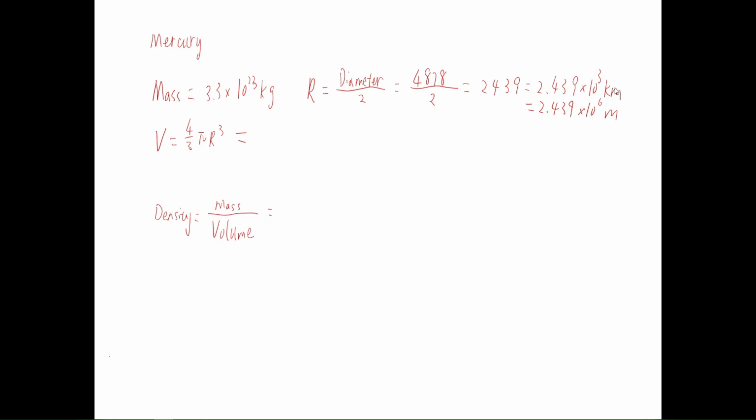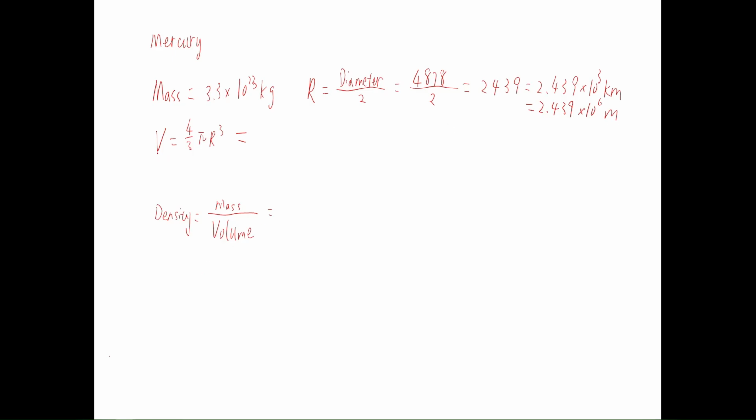But we want our units for the density to be kilogram divided by meter cubed. So we need to do one more step to convert kilometers to meters. You know that a kilometer is 1,000 meters, so we basically need to multiply by 10 to the third power again, which results in 2.439 times 10 to the 6th power meters. Then we can do our calculation.